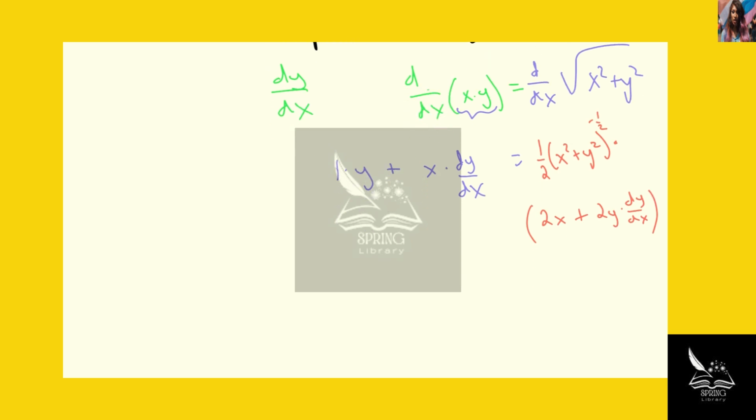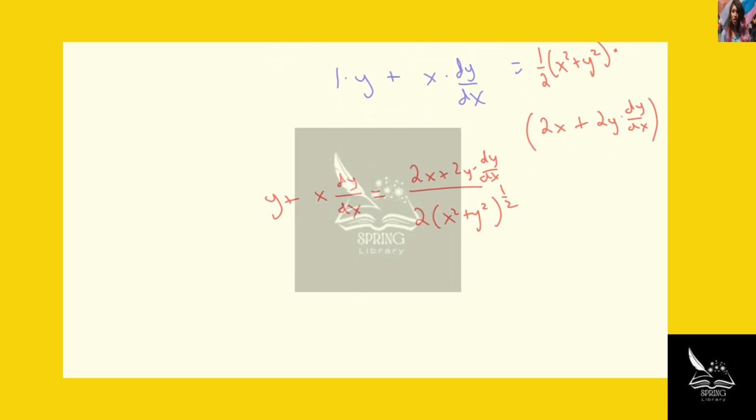Okay, so let's simplify this a little bit. This is y plus x dy over dx equals 1 over 2 times x squared plus y squared to the positive 1/2, and in the numerator, this is 2x plus 2y times dy over dx. My goal here is just to get dy over dx by itself, nothing fancy.